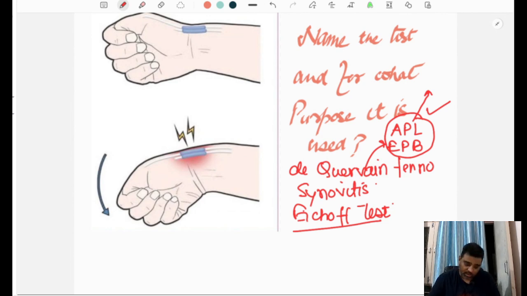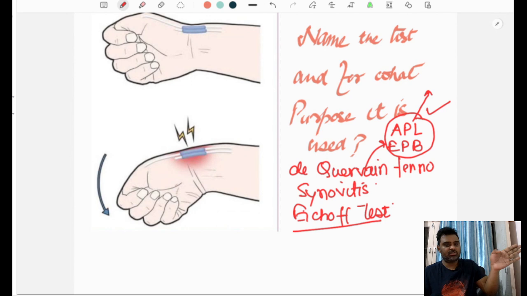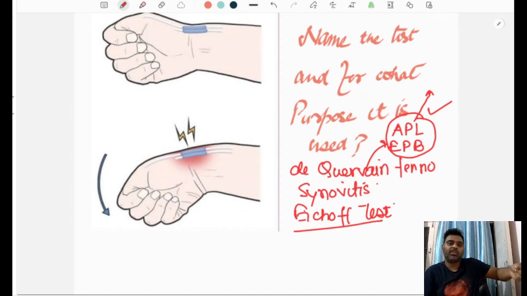So what happened in this test? You will ask the patient to first put his thumb like this and make a fist like this, and then you will ask the patient to deviate his wrist like this. If he or she feels a lot of pain in this area, that means this Eichhoff test is positive.